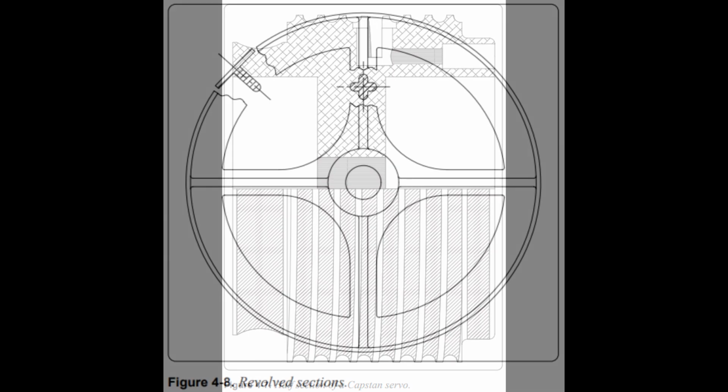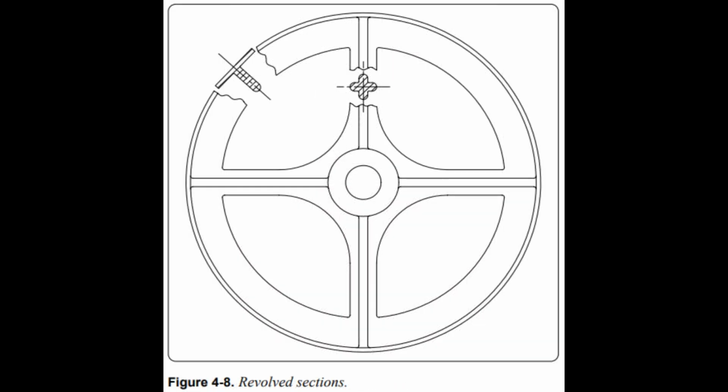Revolved section. A revolved section drawn directly on the exterior view shows the shape of the cross-section of a part, such as the spoke of a wheel. An example of a revolved section is shown in Figure 4.8. End of page 4-2.